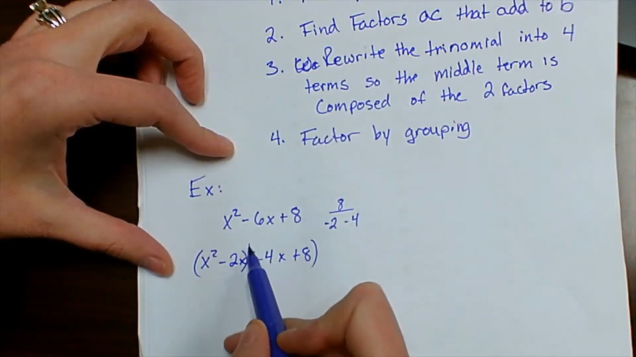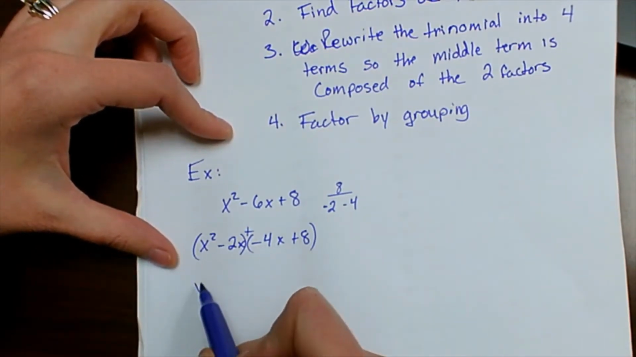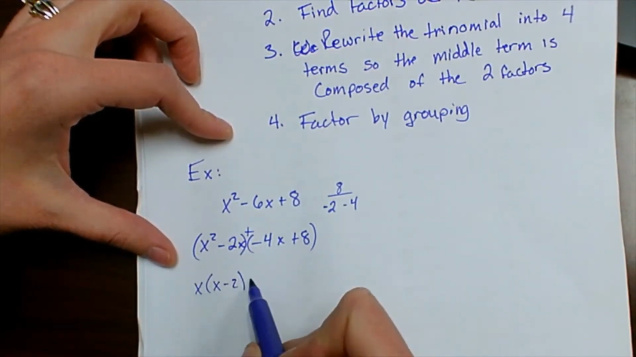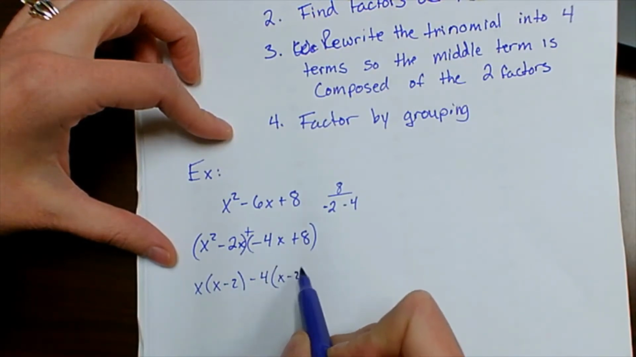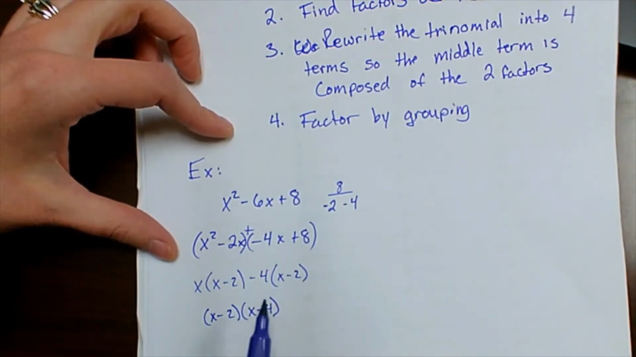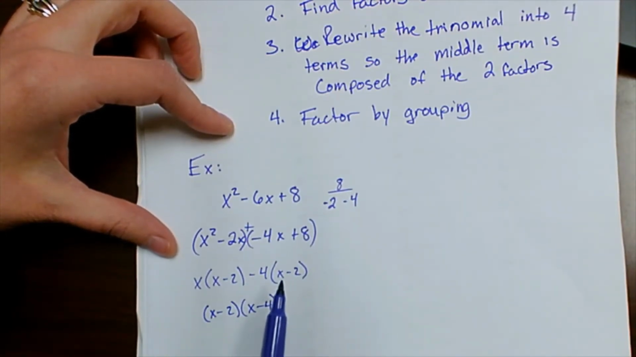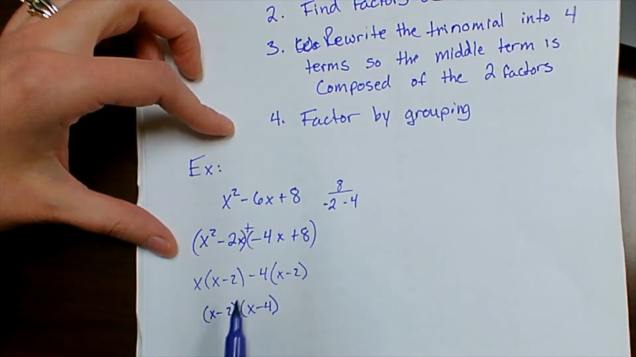Group the first 2 and the last 2. Remember, the sign of the third term you have to keep. Factor by grouping. Okay, so right here we are going to take the GCF, and this is what we got here, and then we're going to take the GCF of negative 4, and this is our result. Since we have x minus 2 and x minus 2, those are same factors, we're going to factor that out, and we're left with x minus 4.